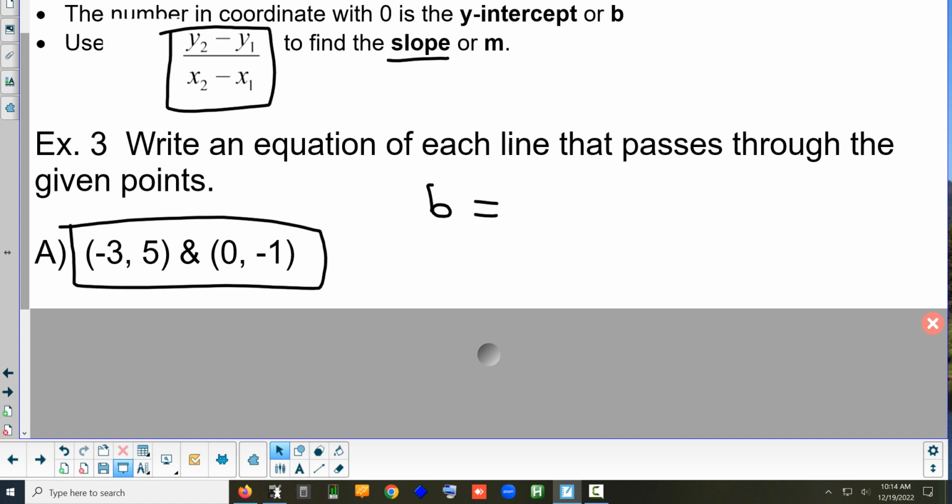Okay, so looking at those 2 points, does anybody think they know what the b is in this case? Remember where we said to look for b. It's always the number that's with 0. And what's the number that's with the coordinate that has a 0? Yep, -1. That's where it crosses the y-axis. The point 0, -1 is right on the y-axis.